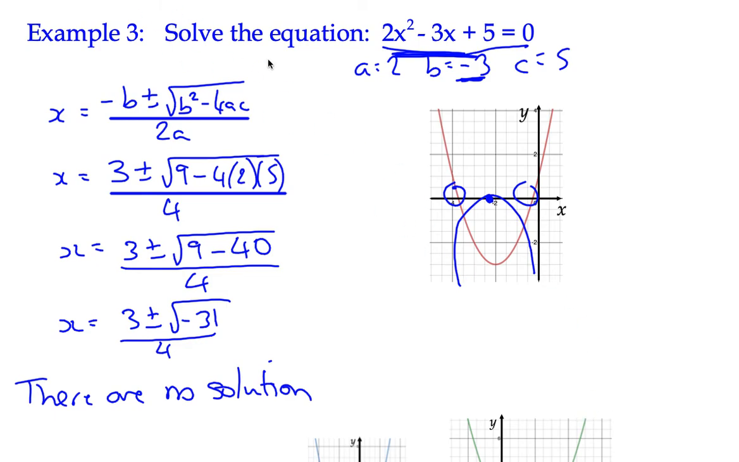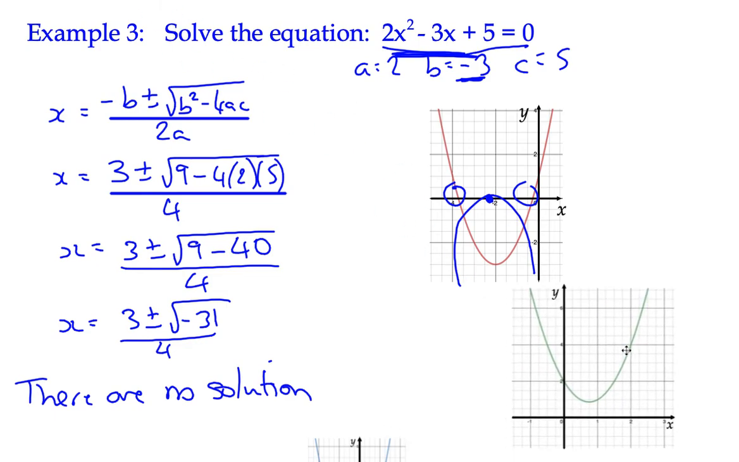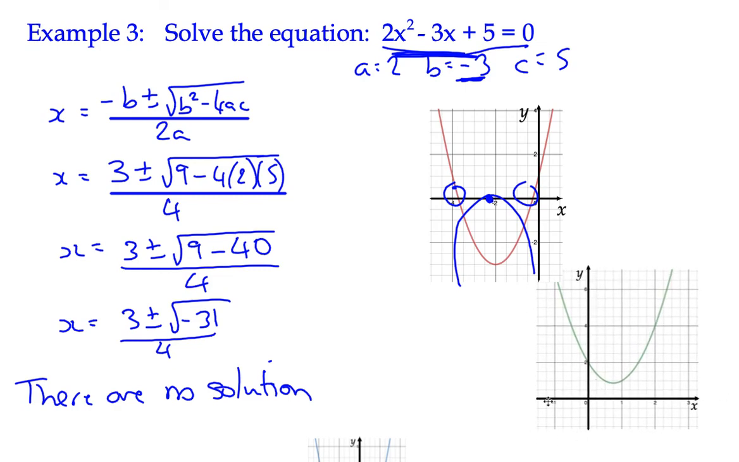What's happening here is the curve doesn't come down to the x-axis at all. The solutions, of course, are how many times the curve cuts the x-axis, and all this means for this equation is that the curve y equals 2x squared minus 3x plus 5 doesn't touch the x-axis at all. Okay, that's the connection between the equation having no solutions and the picture of the curve.